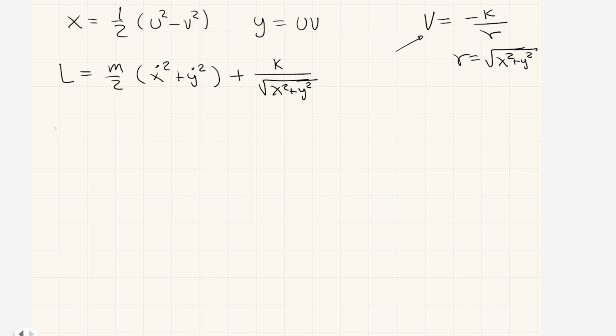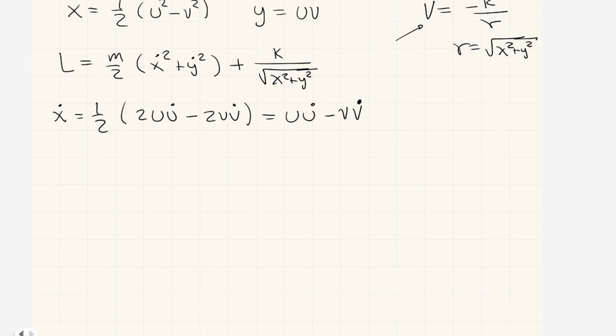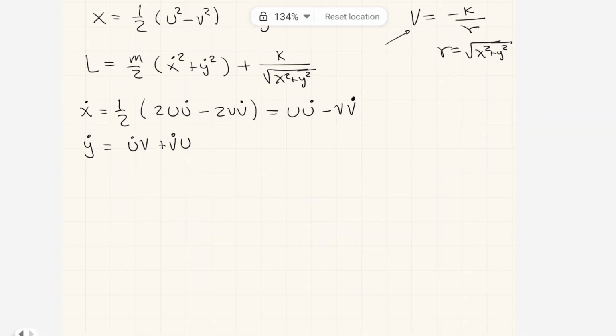So we need to calculate first x dot, which is going to be 1/2 times (2u dot minus 2b dot) using the chain rule, which is just going to be u dot minus b dot. Then y dot is going to be equal to u dot b plus b dot u.